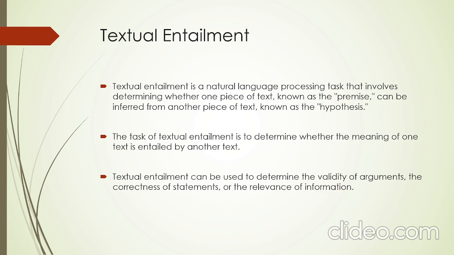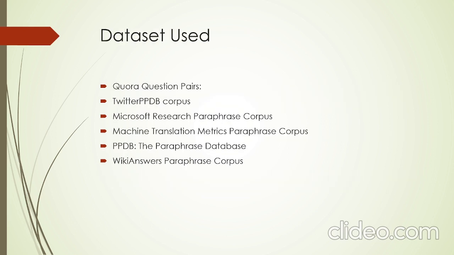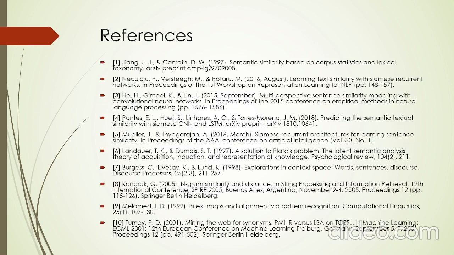The task of textual entailment is to determine whether the meaning of one text is entailed by another. Textual entailment can be used to determine the validity of an argument, the correctness of a statement, or the relevance of information. We have used several datasets like Quora question pairs, Twitter PPDB corpus, Microsoft Research Paraphrase corpus, Machine Translation Metrics Paraphrase corpus, PPDB Paraphrase database, and Wiki Answers Paraphrase corpus.